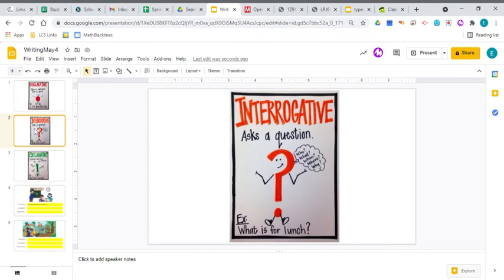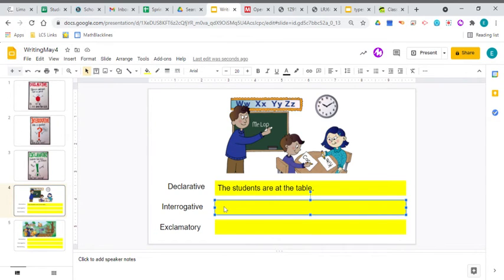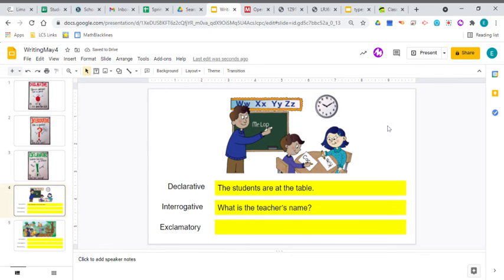Now I want to write an interrogative. An interrogative sentence asks a question. So I'll just take a look at this picture. And remember, when you're doing this, there are no right or wrong answers. These sentences are yours, and you're free to write whatever you want. So I might ask, what is the teacher's name? Now we know from past slides his name is Mr. Lopez, but that's a question, right? It's asking you something. What is the teacher's name? And it ends with a question mark. So that's your interrogative example.